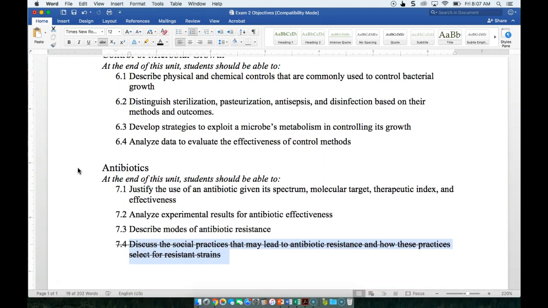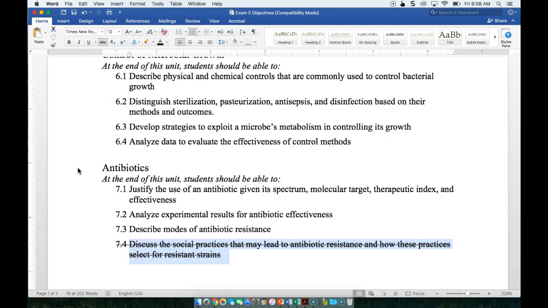And then for the last set here, I haven't crossed out the last one yet, but that one we will come back to. So we're going to talk about antibiotic resistance today, but in the context of what's happening at the cellular level. That's a concept we'll come back to in about a week and a half. And then probably in 3 weeks from now, we'll talk more about the social practices that lead to antibiotic resistance as well. So that was supposed to be today, but we'll push it off. We'll talk about 7.3 today, and then the other two, justifying the use of an antibiotic given its spectrum, molecular target, therapeutic index, effectiveness.